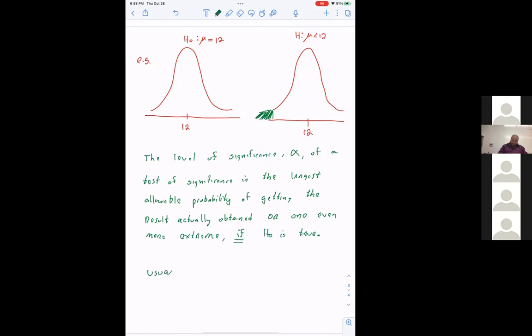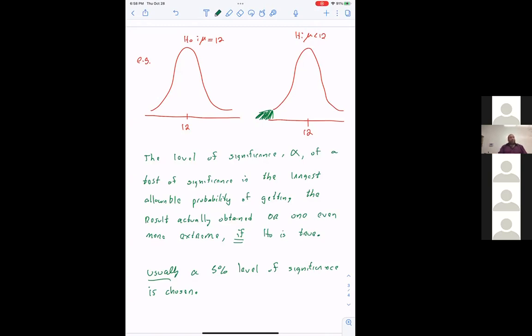Usually, a 5% level of significance is chosen. And what this means is getting a result that has less than a 5% chance of occurring would be enough to make us reject the null hypothesis. Whereas if it had more than a 5% chance of occurring, it would not be enough to make us reject the null hypothesis. That is a choice statisticians normally make.